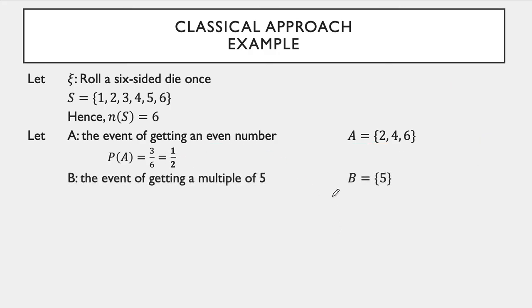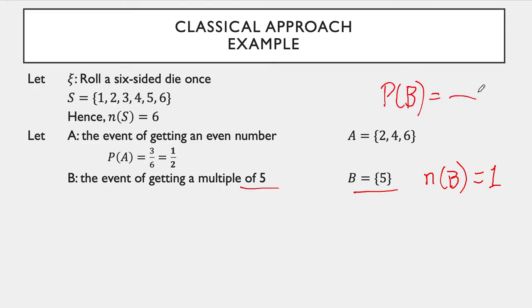Another example. B, the event of getting a multiple of 5, as we know from the previous video. How many outcomes are there in B? Only 1. So what's the probability of B? The number of sample points in B is 1, and the number of outcomes in the sample space is 6. Hence it's 1 over 6.